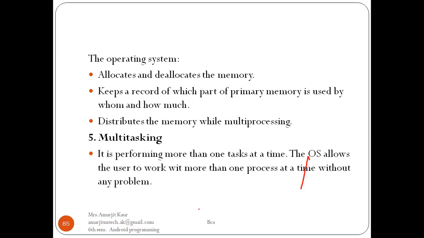Next component of the mobile operating system is multitasking. It is performing more than one task at a time. The operating system allows the user to work with more than one process at a time without any problem.